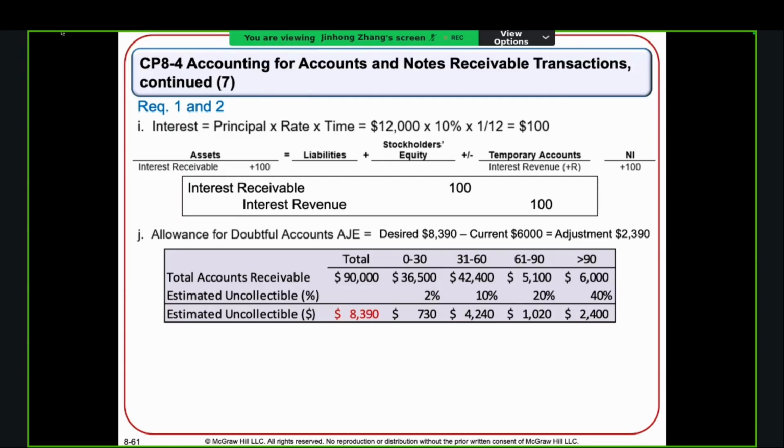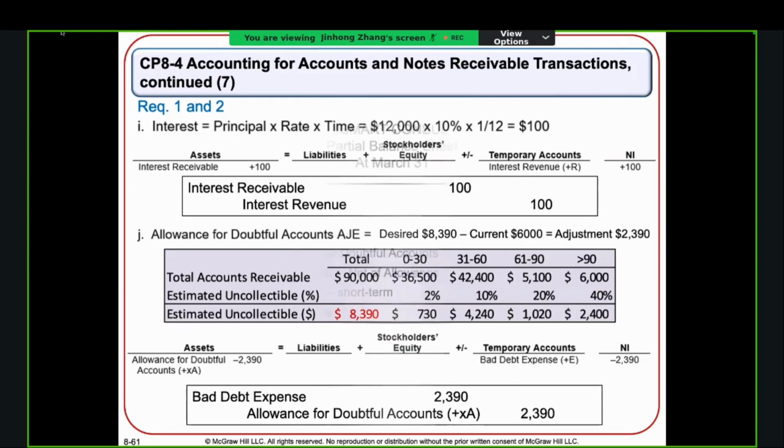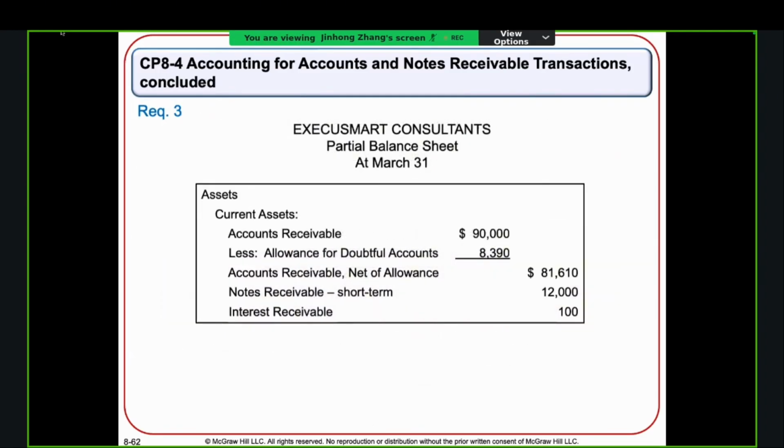And then in terms of accounts receivable, you have the percentage based on aging. You estimate that. So on the balance sheet, you always present accounts receivable, and then you have allowance for doubtful accounts, and then you have the net. And then you have the interest receivable.